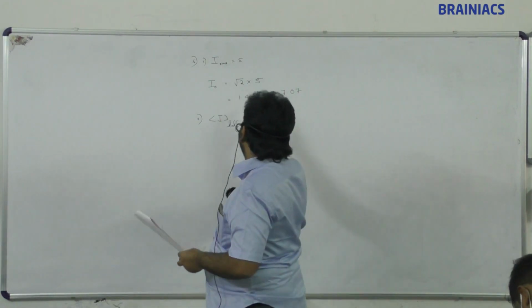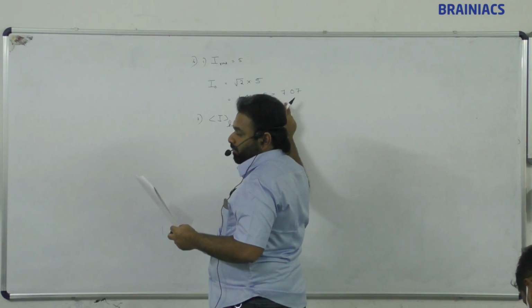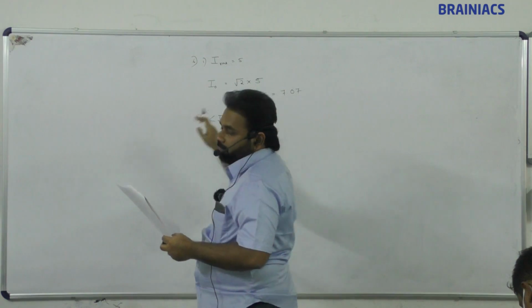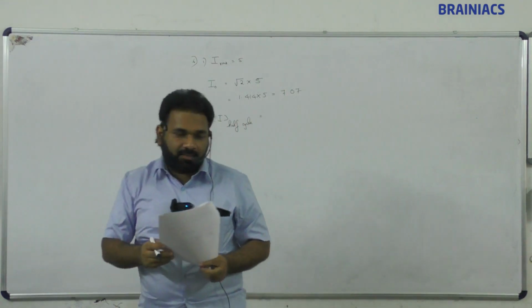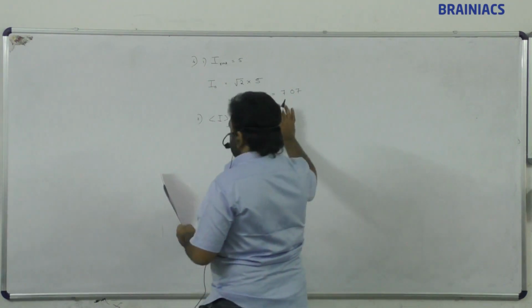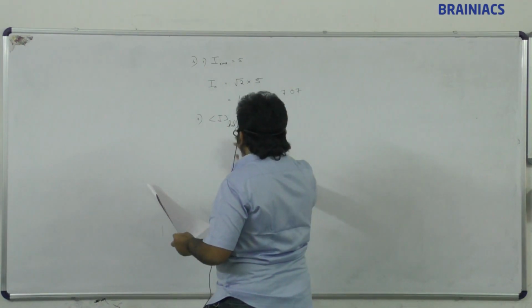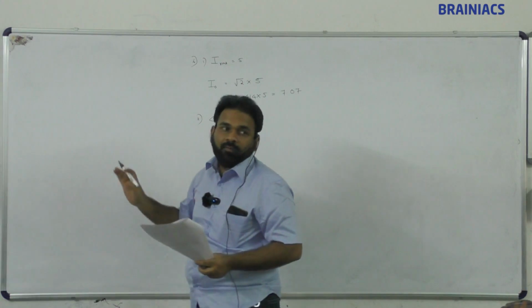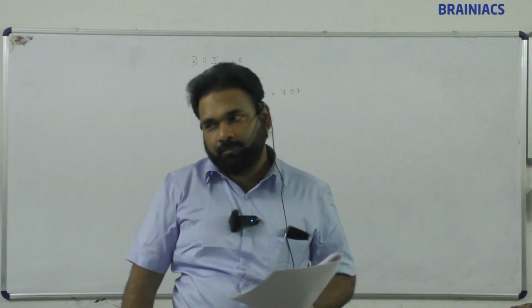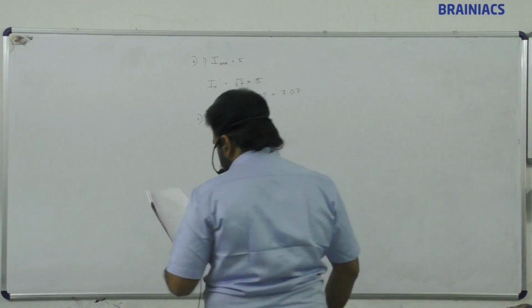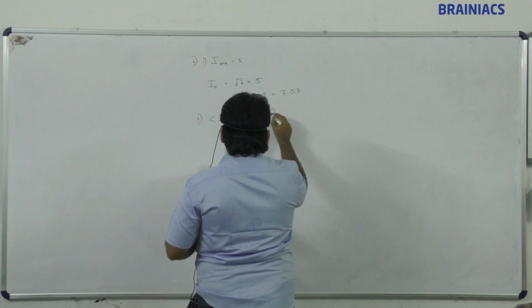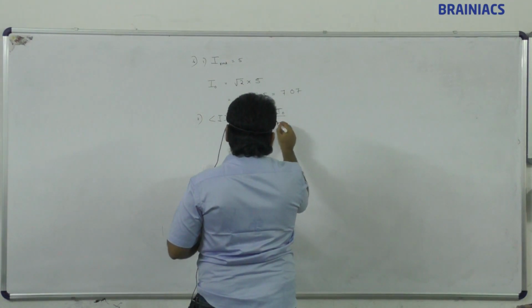RMS value is 7.07. 50 hertz AC is given. So this half cycle average is what? 2 I naught by pi. So directly put that. 2 I naught by pi.